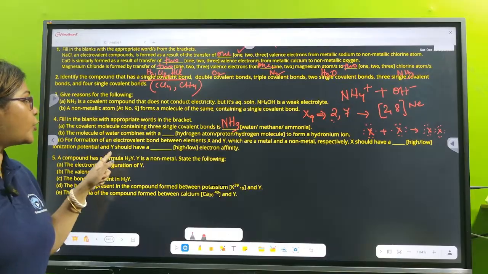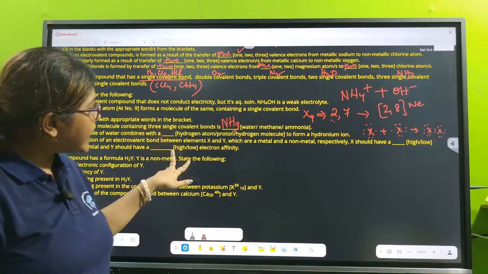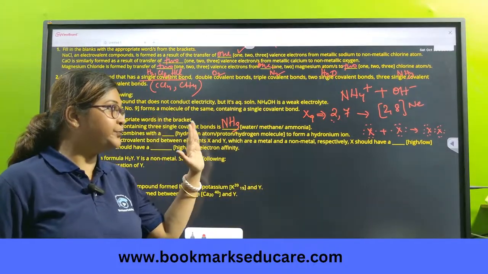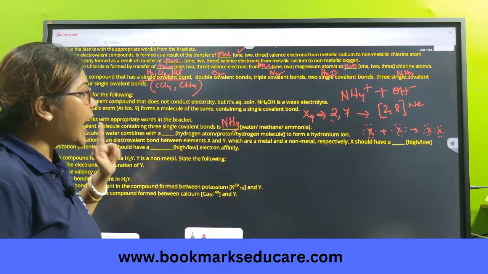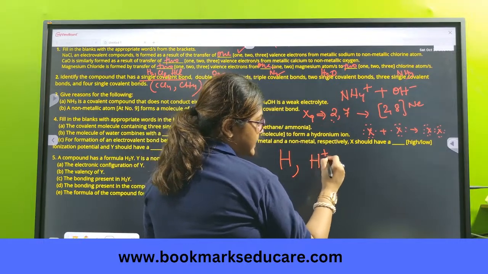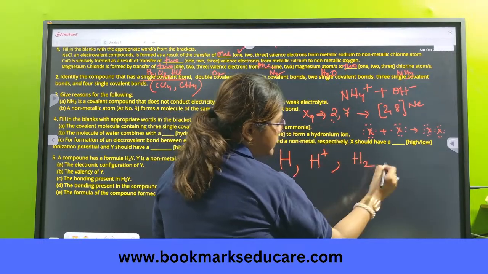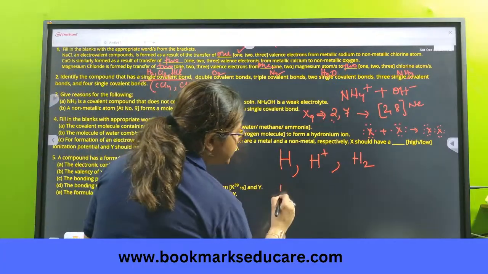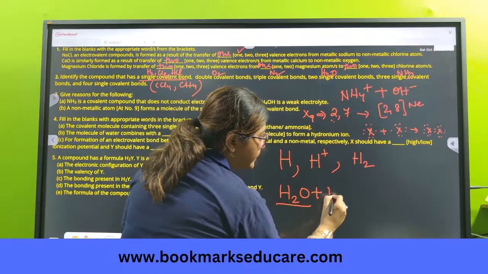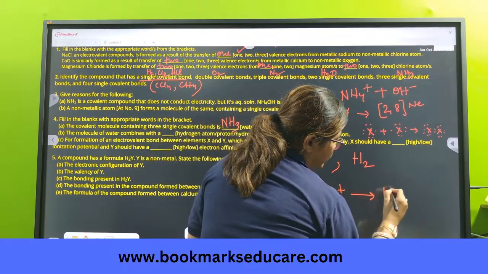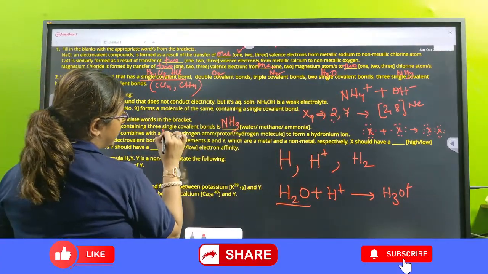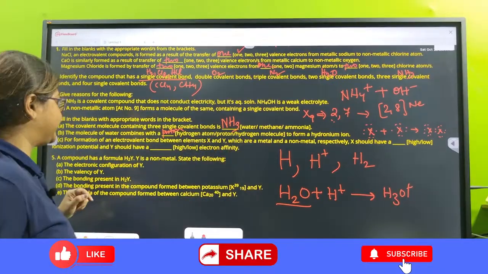The molecule of water combines with a dash to form a hydronium ion. It is hydrogen atom, proton, hydrogen molecule. Hydrogen atom means this, proton means this, and hydrogen molecule is this. So, H2O, water combines with a proton to give H3O plus. So the correct answer will be proton.